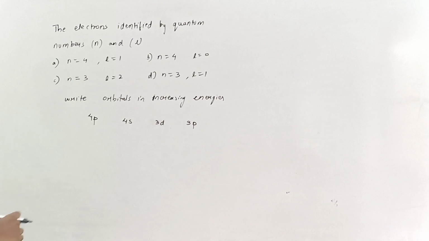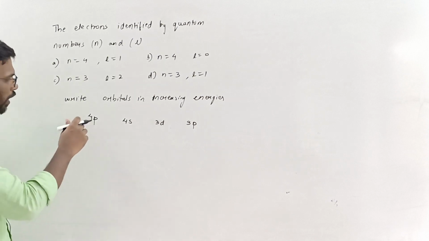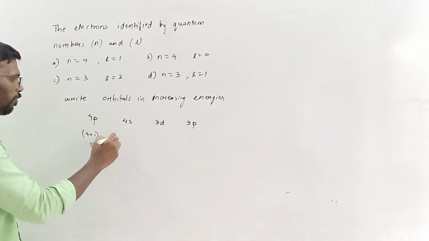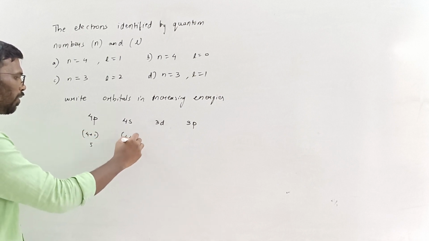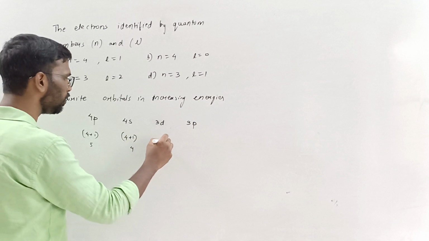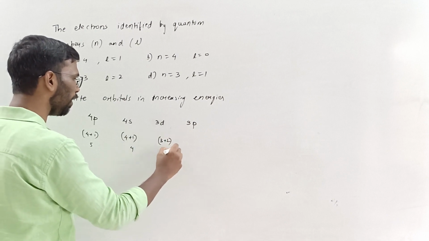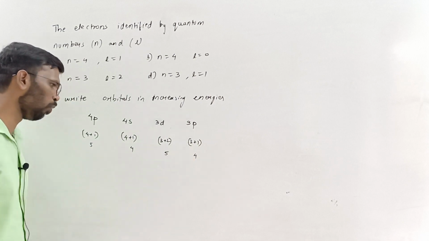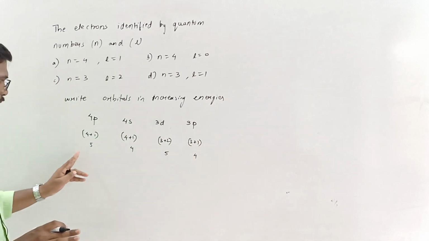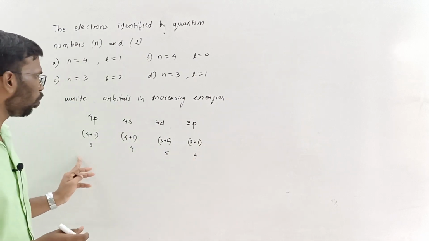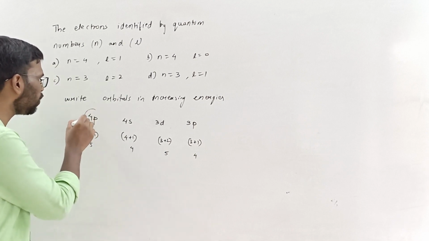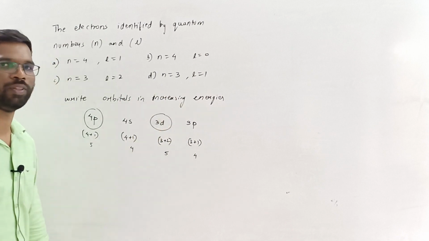For increasing energies, which will have the higher energy? If you take the sum of n and l, this is 4 plus 1, which is 5, this is 4 plus 0, which is 4, this is 3 plus 2, which is 5, and this is 3 plus 1, which is 4. For two orbitals I am getting the same sum, 5 and 5. So among 4p and 3d, which will have the higher energy?